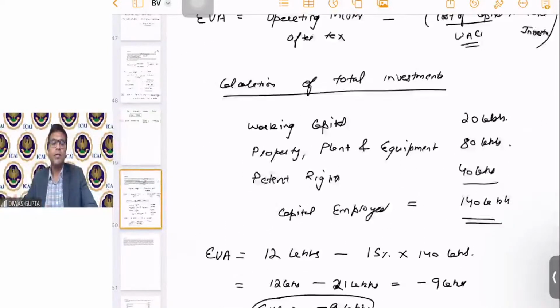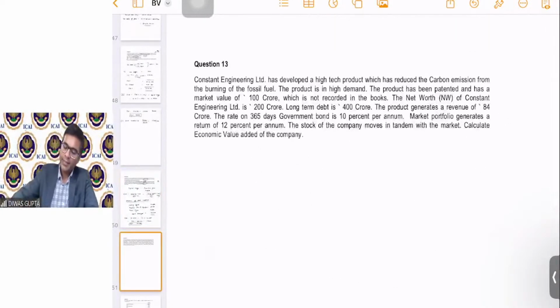So EVA negative means that we have to increase our operating profits or we have to optimize our capital structure so as to reduce the capital charge. Shailesh is saying clear, sir. Okay. Rest everyone also, please do let me know in case something else is pending to be discussed, because now only 2 questions are left. That's all. Okay. Let's go to question number 13. Constant Engineering.